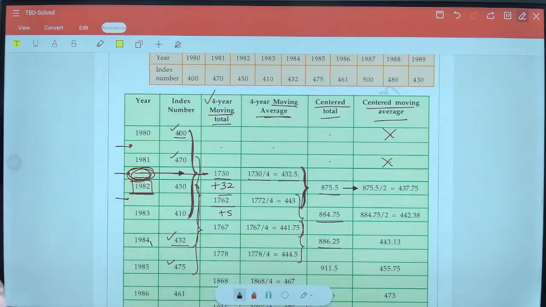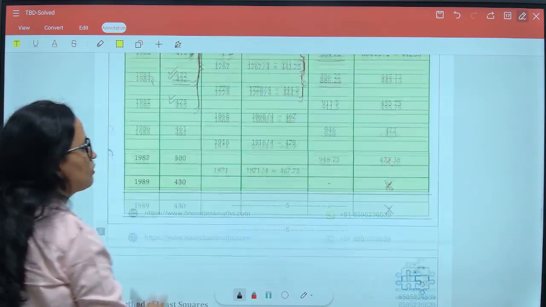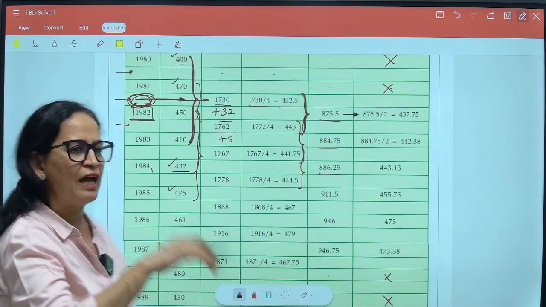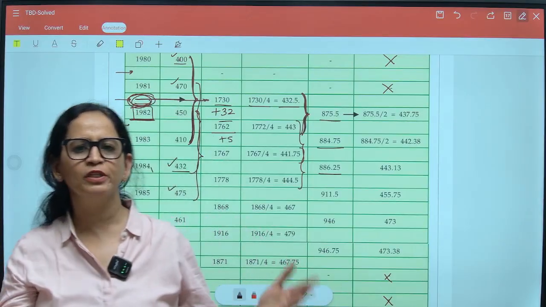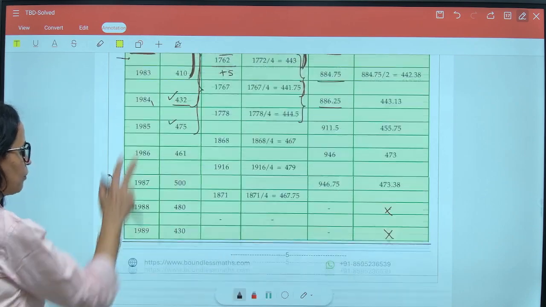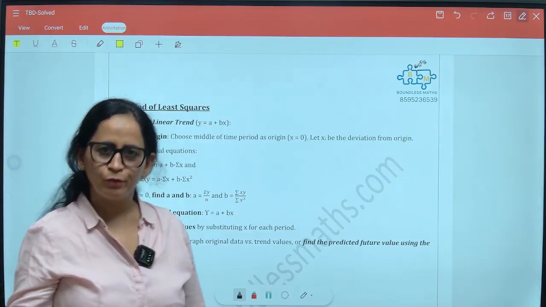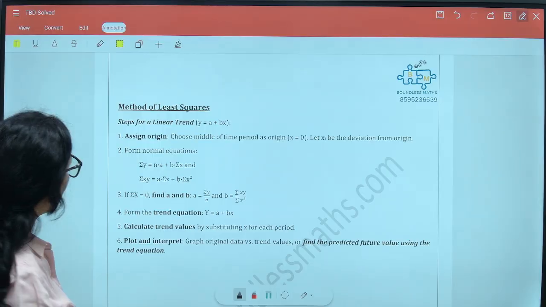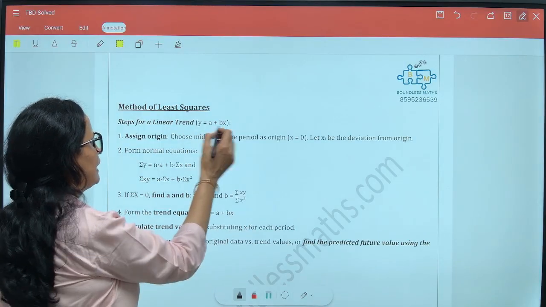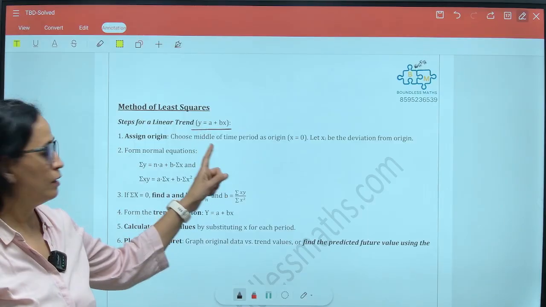So I hope the method of moving averages is clear. So now let's move to the method of least squares. This method is normally just used to analyze the trend of the duration for which you have the data, right? Now the method of least squares is used more to predict future values. And here we assume that the data is following a linear trend that can be represented by a linear line.